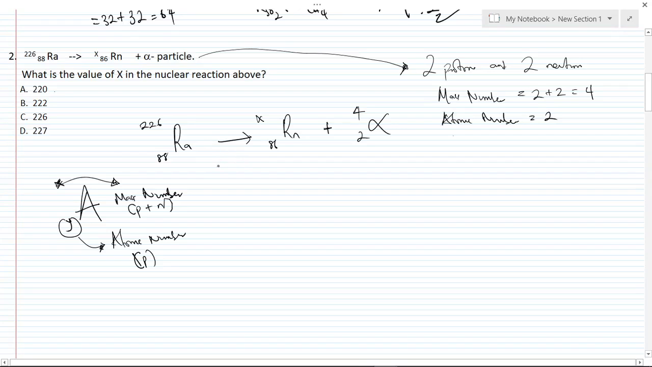So one thing about balanced chemical equations is that the numbers add up. It means what you have in the reactant must be equal to what you have in the product. It means this number here must be equal to this, and also same thing here. 88 must be what? 86 plus 2. So let's take the superscripts. That's 226 equals x plus 4. Upon solving for x, we have 226 minus 4, and finally we are left with 222. So comparing the options here, we can tell that the correct option would be option B.